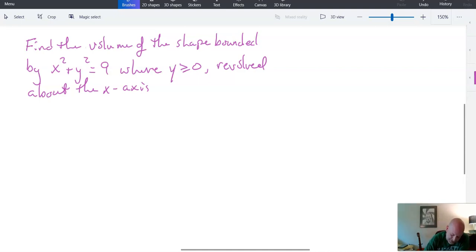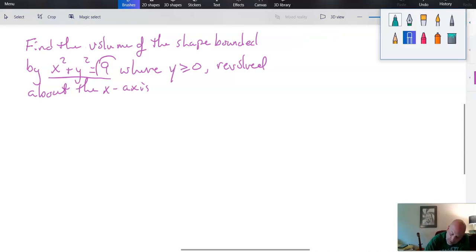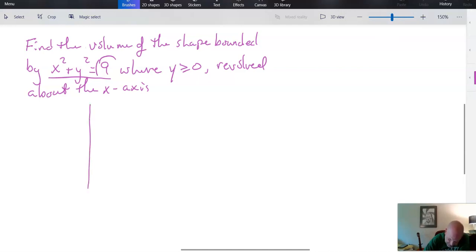Okay, so we have to piece some things together here. First of all, we need to know what this shape is, and that's a circle, right? That's the form of a circle. The square root of this number is the radius of the circle. So this is a circle with radius 3, centered at 0, 0, because if it was centered anywhere else, it would be x minus something squared and y minus something squared. Okay, so this thing looks something like this.